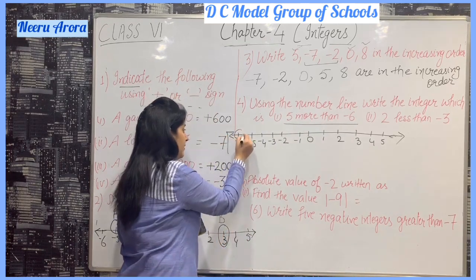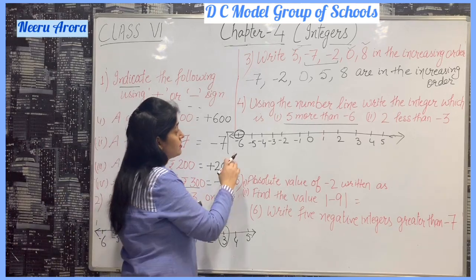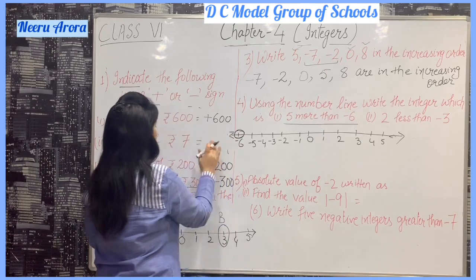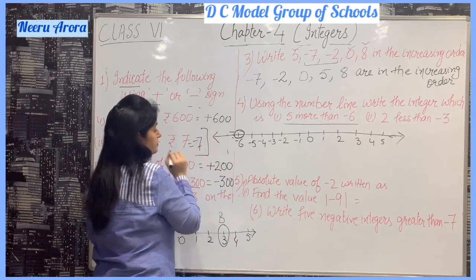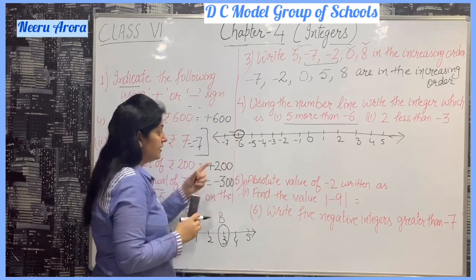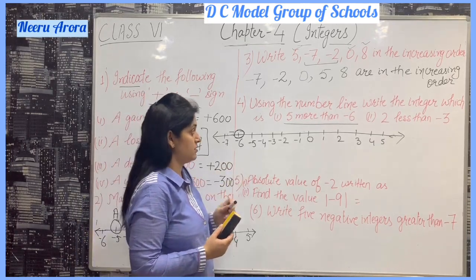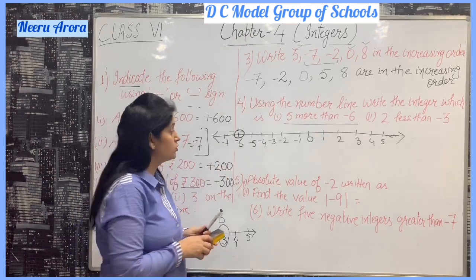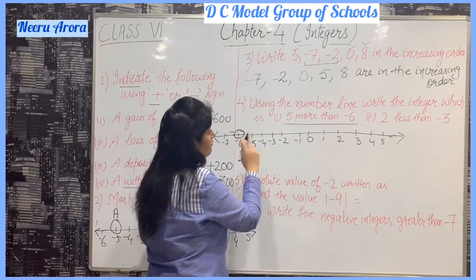So we stand here first, at minus 6. What do we want to do? We want a number 5 more than minus 6. If we come to this side, minus 7. So minus 7 is less than minus 6. We want a number more than minus 6, and minus 7 is not more than minus 6. So we will move to the right side.